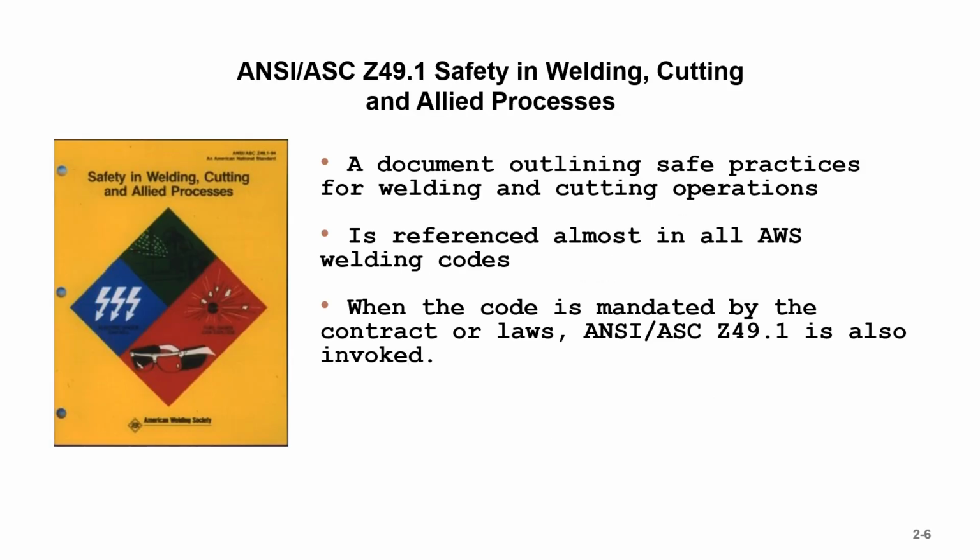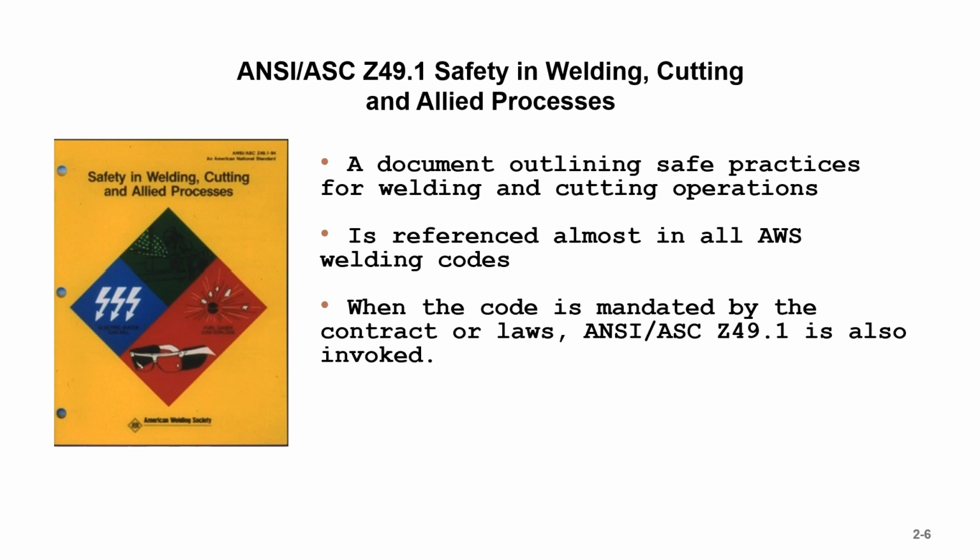ANSI Z49.1, Safety in Welding, Cutting, and Allied Processes. This is a document that's put out by the American Welding Society. If you Google this, you can download a copy. It outlines the safe practices for welding and cutting operations.